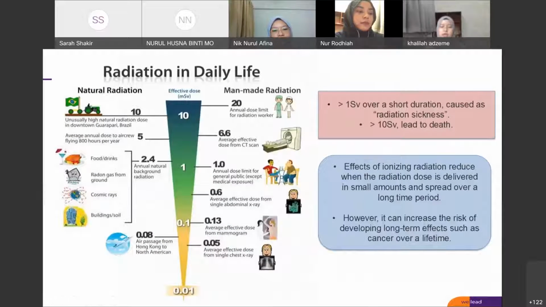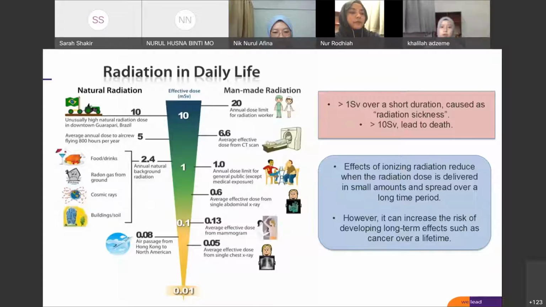Okay, this is a chart of the radiation dose in our daily life. As we can see, it's only 0.05 millisievert, which is the average effective dose from a single chest X-ray. And the International Atomic Energy Agency, IAEA, limit for public exposure to ionizing radiation is 1 millisievert per year, excluding what the person normally receives from normal background radiation.